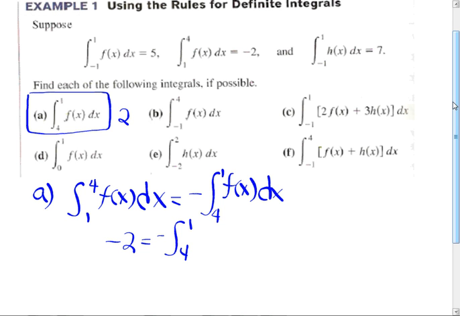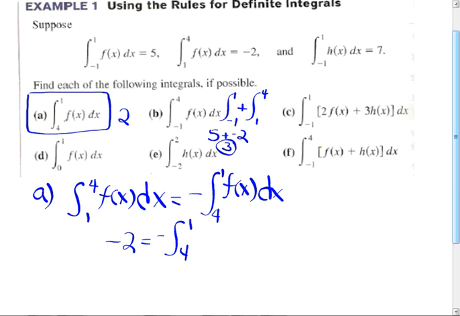And what's the answer to B? No, you need to show your work. Because if you just give me an answer without any work on the exam, you will not get any points. Even if you're saying, oh, I could do that in my head. They don't care. Okay, so I want -1 to 4. So I have to do -1 to 1. That's that additive property. Plus 1 to 4. So it's 5 plus a -2, which is 3.